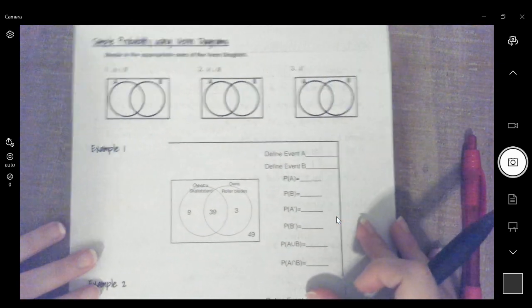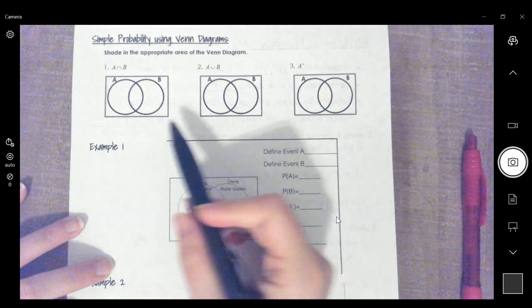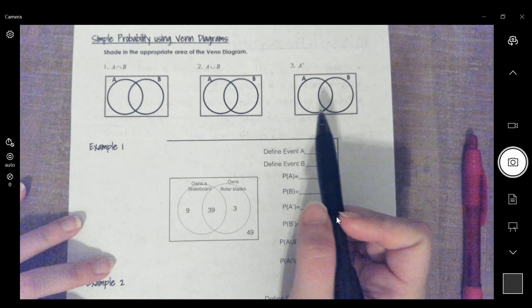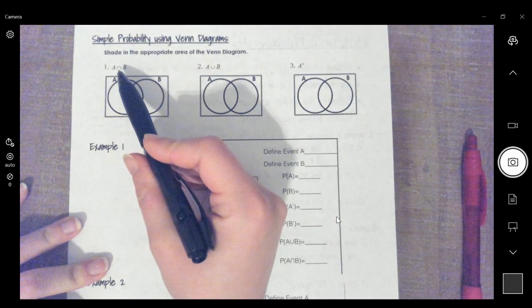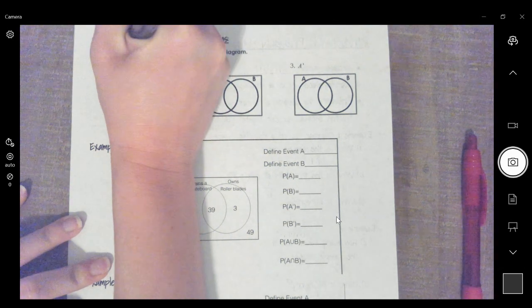So on the back or the second page, we're going to use that idea and kind of shift it over into the Venn diagrams. And so it's still the same concept. We're just using those Venn diagrams to give us some ideas. So at the top, we're going to recap the things that we learned last lesson. So this first one, remember that symbol that looks like an N? That's intersect.